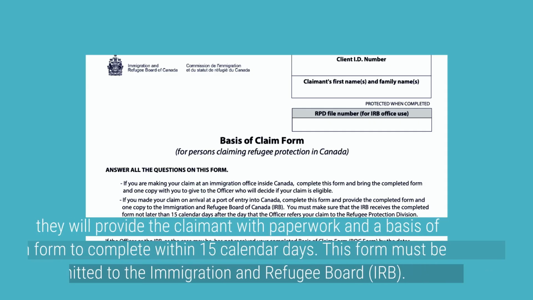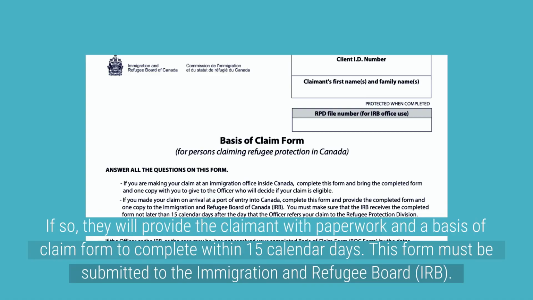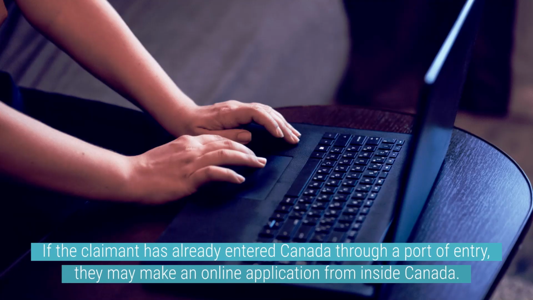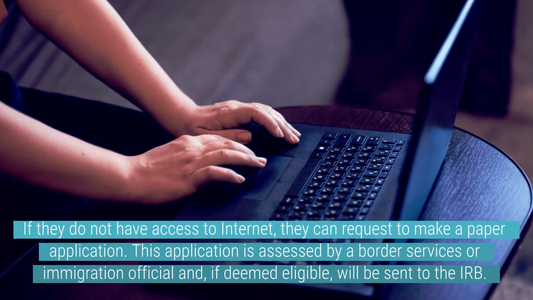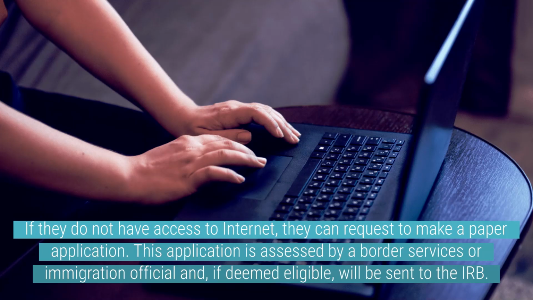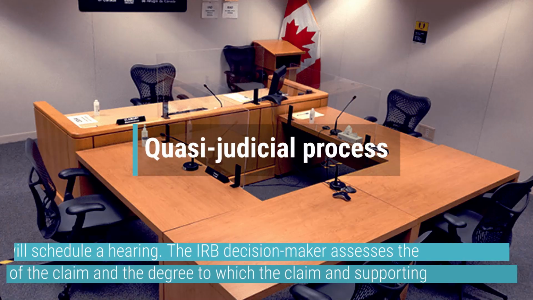If so, they will provide the claimant with paperwork and a basis of claim form to complete within 15 calendar days. This form must be submitted to the Immigration and Refugee Board, or IRB. If the claimant has already entered Canada through a port of entry, they may make an online application from inside Canada. If they do not have access to the internet, they can request to make a paper application. This application is assessed by a border services or immigration official and, if deemed eligible, will be sent to the IRB. The IRB will schedule a hearing.